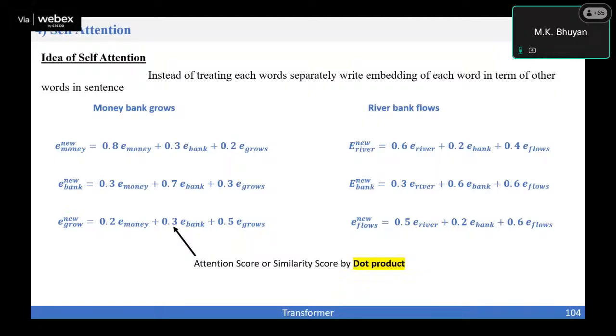So the dot product is nothing but the similarity score we can determine, which I have already explained, because we have to consider the two vectors. You can see 0.8, 0.3, 0.2, these are the similarity scores we are considering. And we are considering the new embedding: embedding for the money, embedding for the bank, embedding for the word grow, embedding for the river, embedding for the bank, embedding for the flows we are determining. This is based on the dot product.